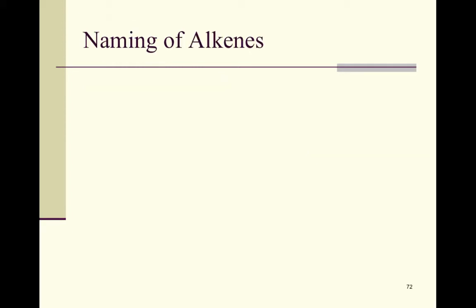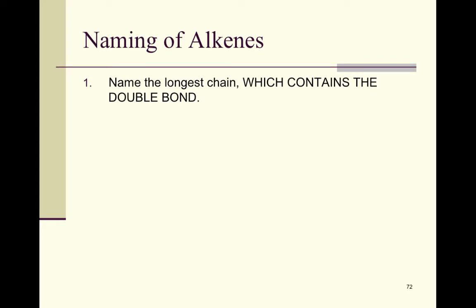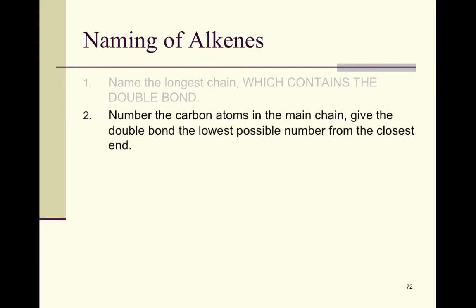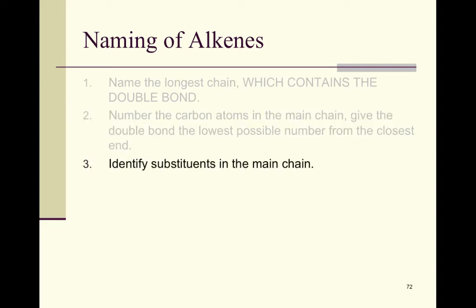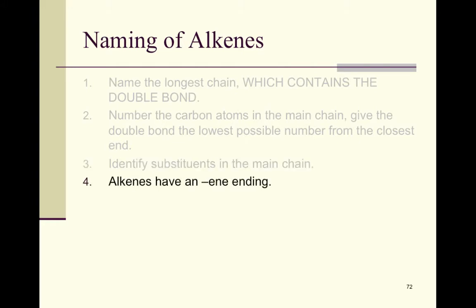Naming alkenes. Name the longest chain which contains the entire double bond, the beginning carbon and the end carbon. Number the carbon atoms in the main chain that gives the double bond the lowest possible number from whatever end it's closer to. So now the double bond has priority over the substituents we've seen so far. Identify the substituents in the chain and number them. And alkenes have an ENE ending. Write the full name as one word.